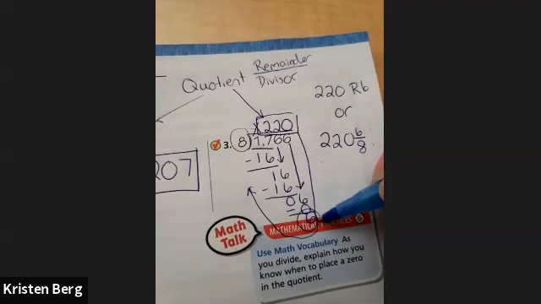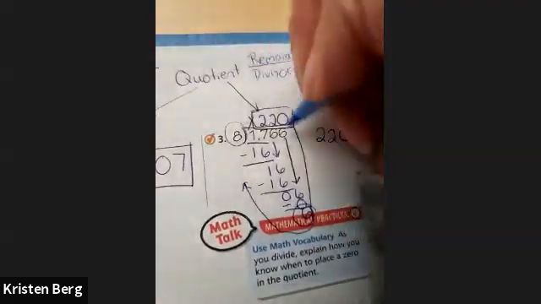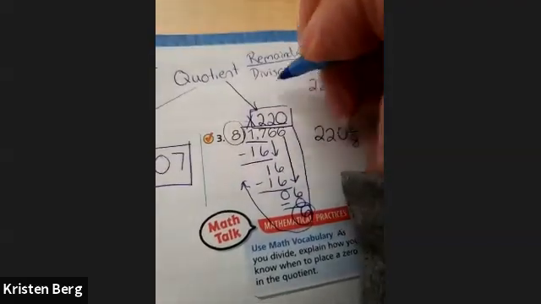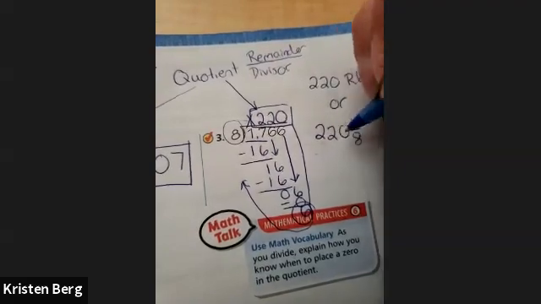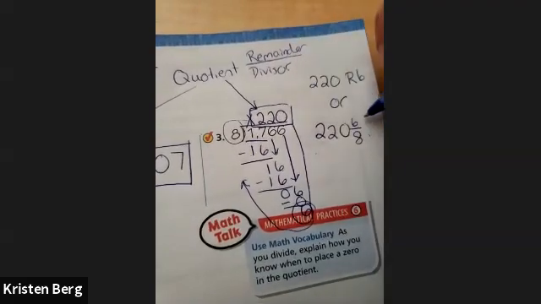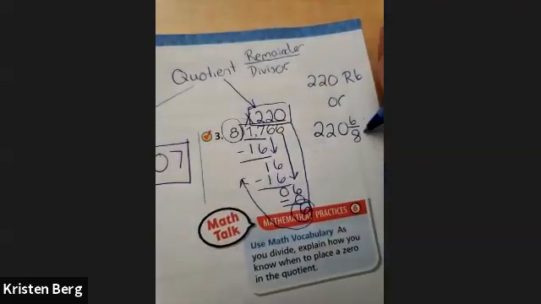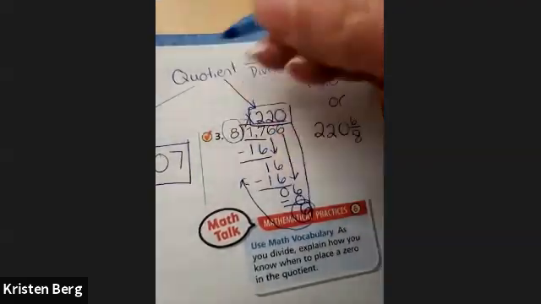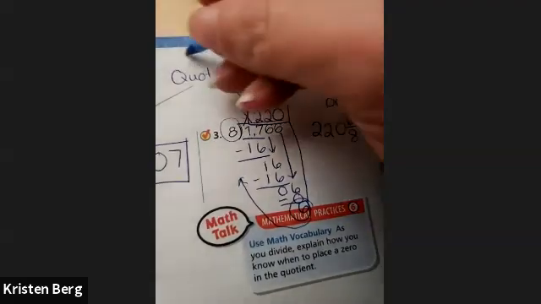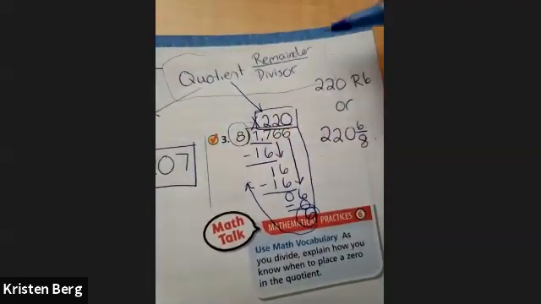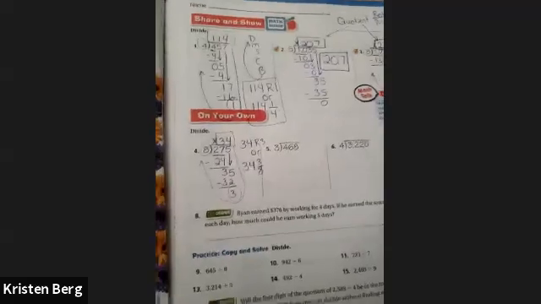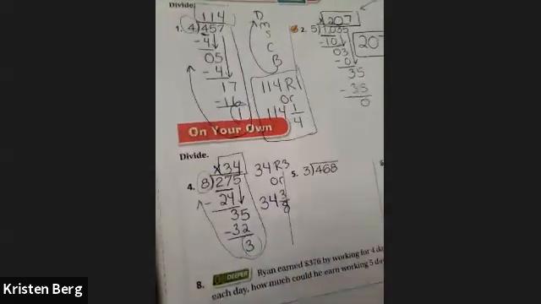So remainder would be 6 in this case. So here is the perfect one. The quotient in this case would be 220, and then the remainder is going to be 6, and then your divisor will be 8 in this case. And this is always how you set it up. So this is truly how you set up remainders. So that is what you should have had.